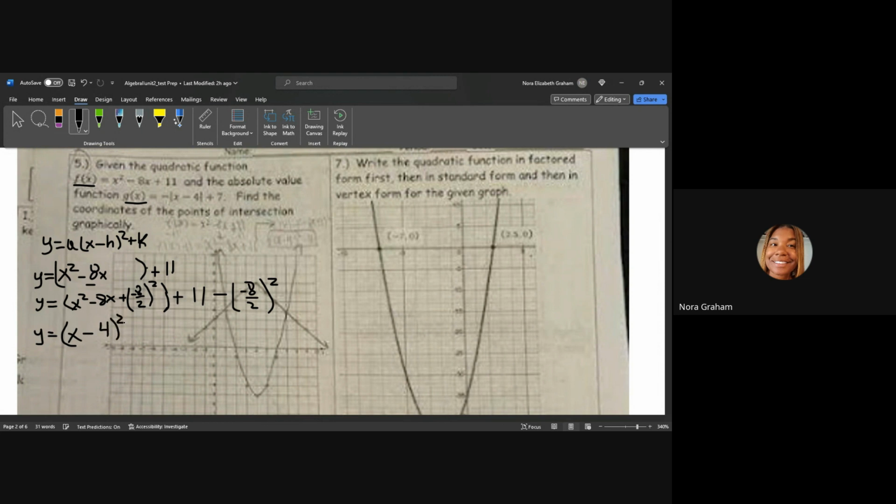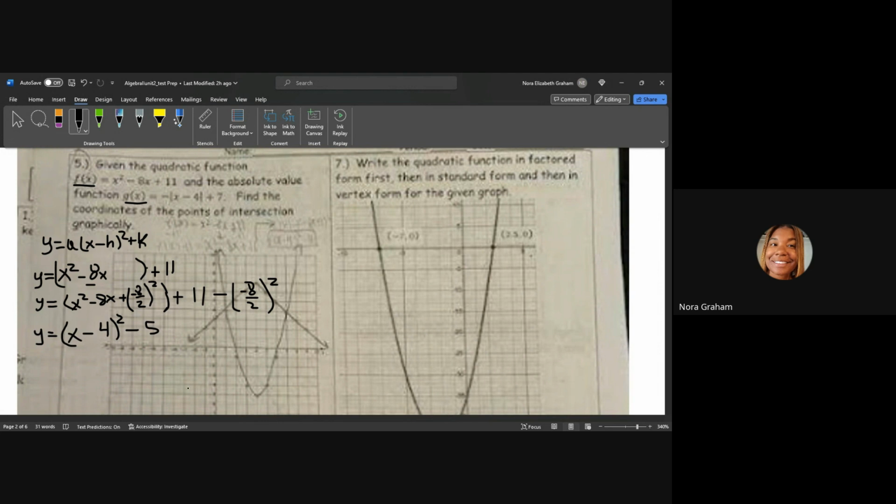squared. If I do this, 8 divided by 2 is negative 4. Negative 4 squared is just going to give me 16, or negative 16. So I have negative 5. That's plus 11. Minus 16 is going to give me negative 5.